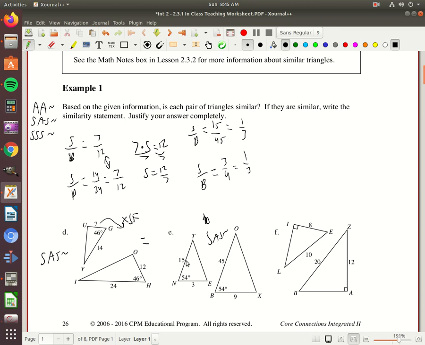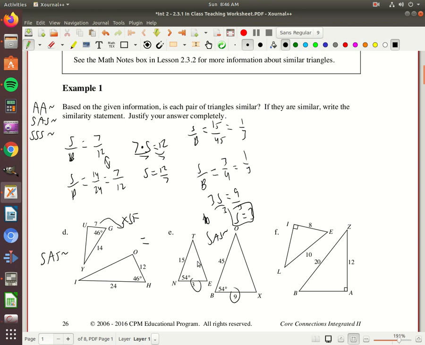And again, if you want to know what the scale factor is, take a side here. It doesn't matter which one. I'll just go with the 3 and the 9. 3 times the scale factor has to equal 9. I divide by 3. My scale factor is 3. So 15 times 3 is 45, and 3 times 3 is 9.